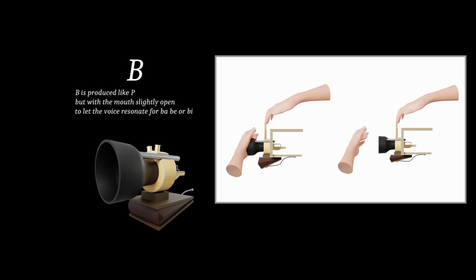B: B is produced like P, but with the mouth slightly open, to let the voice resonate for BA, B, or by.